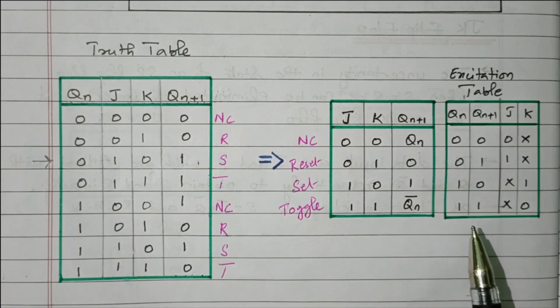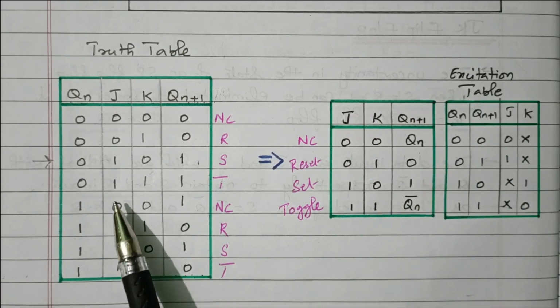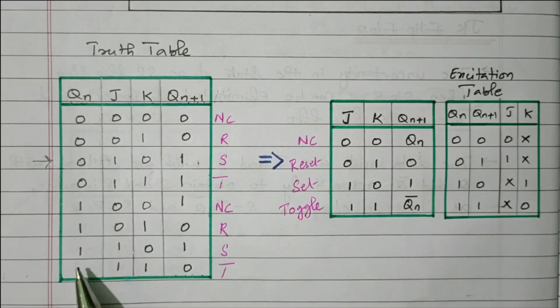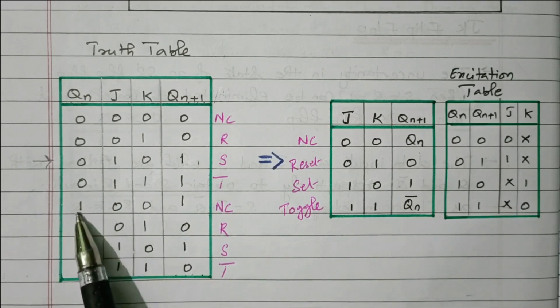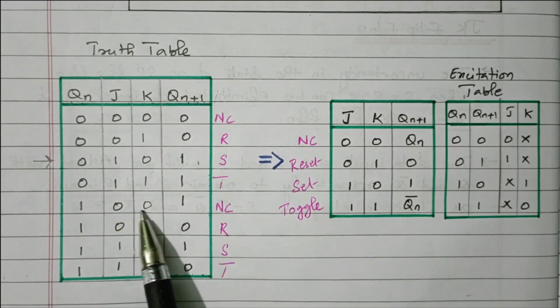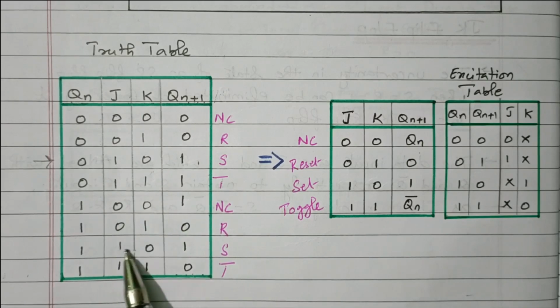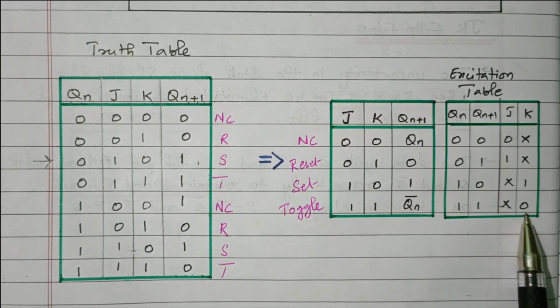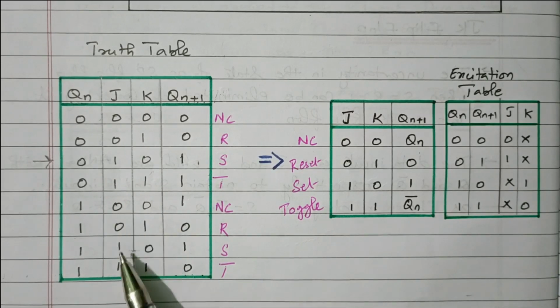Then 1, 1. Where is 1, 1 available? Here 1, 1, this case. Here also 1, 1. Right? This one and this one. Here both are 0, here 1, 0. That is, K is 0 in both the cases. K is 0, J may be 0 or 1. So that is X. Right?